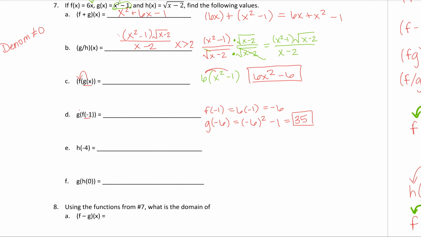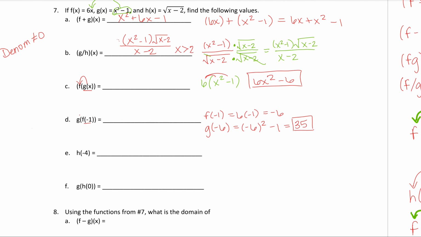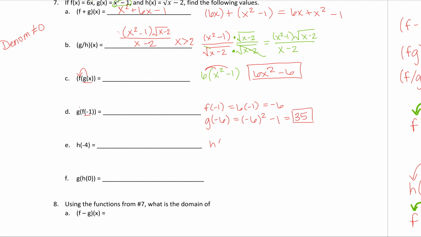So now I'm going to do h of negative 4. So I find h. I know it's the square root. So h of negative 4 is equal to the square root of negative 4 minus 2. Well, I get the square root of negative 6.